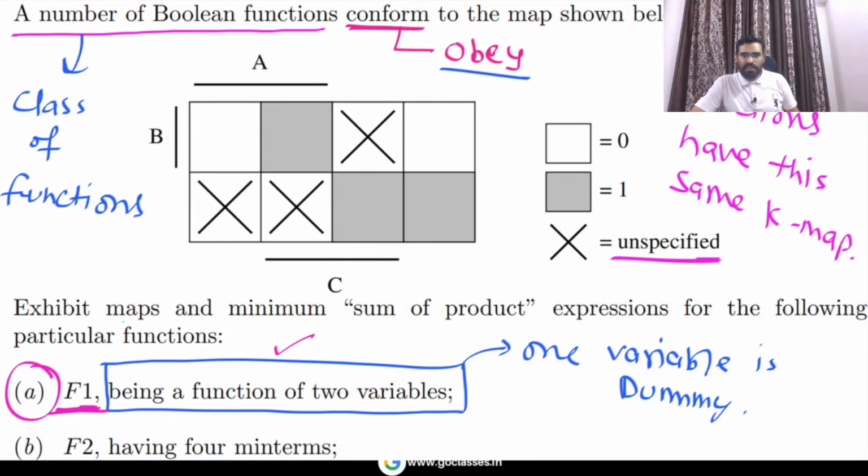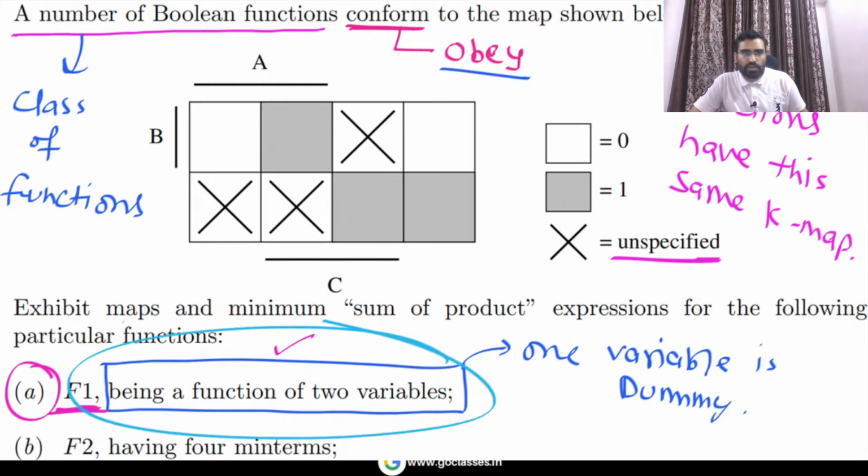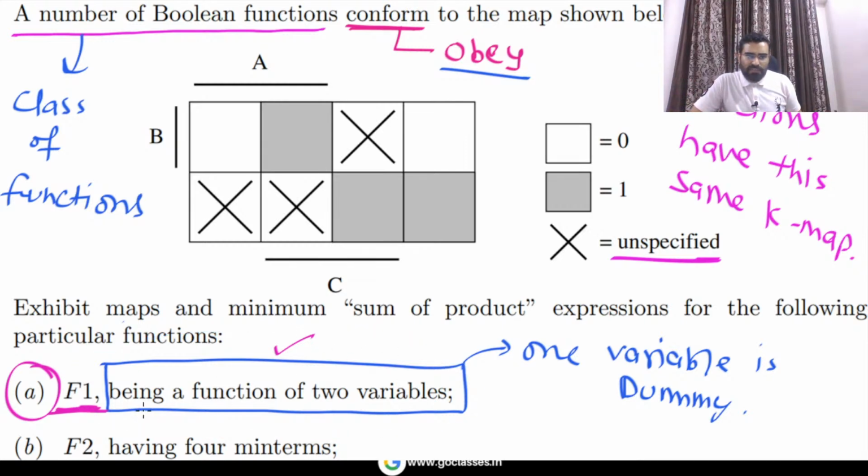Total 8 functions are there. Out of those 8 functions, you find the function where one variable is dummy. So this is question A. Now let's see question B.